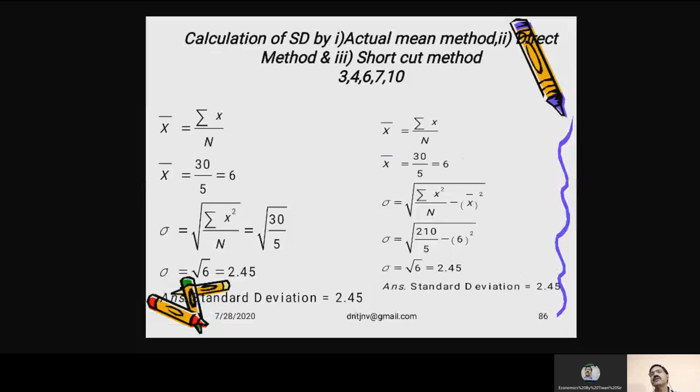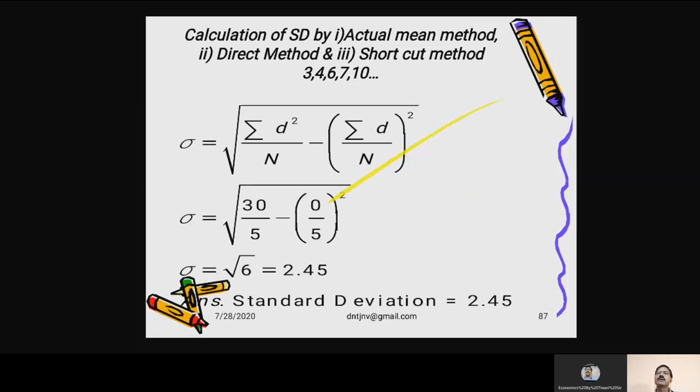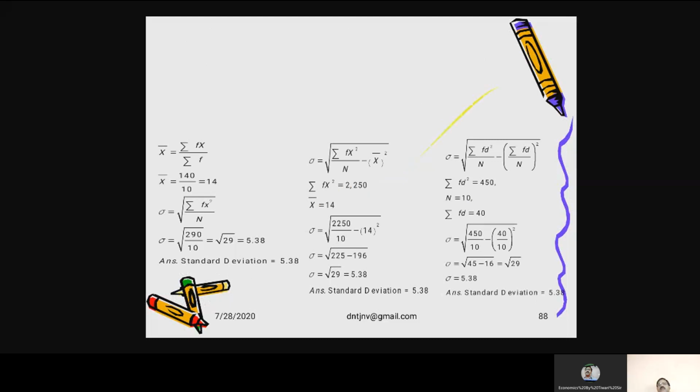Calculation of standard deviation by the actual mean method, direct method and shortcut method. You can find it out at a stretch by applying them. So in the calculation of standard deviation, I have just continued with this concept. All three methods are applied here. First of all, you have to find out x bar if you want to apply the direct method, and x bar is to be estimated even in the case of the shortcut method. But when we talk about the step deviation method, you don't have to find out x bar also.